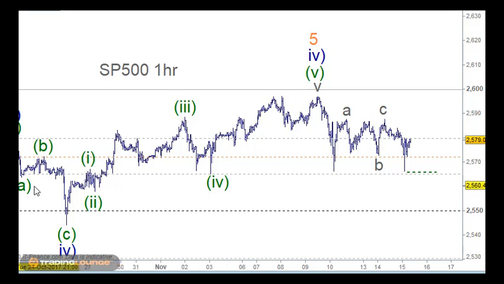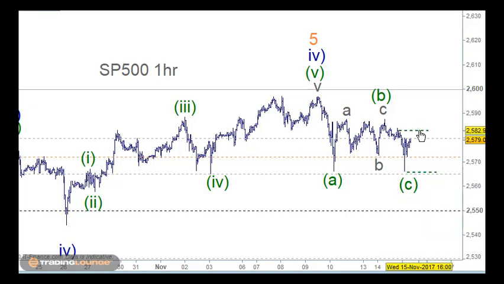So in this case here, I could call this here as well as an A wave here, a B wave here, and a C wave here as a corrective move here, and then we would just simply look to take the top out here in this case here.